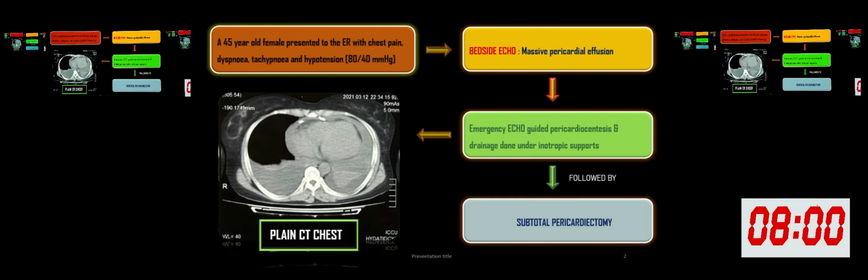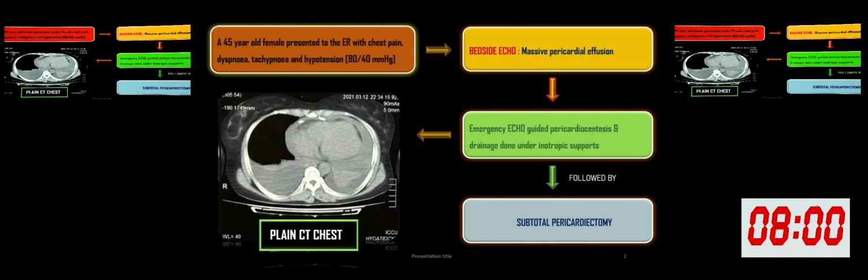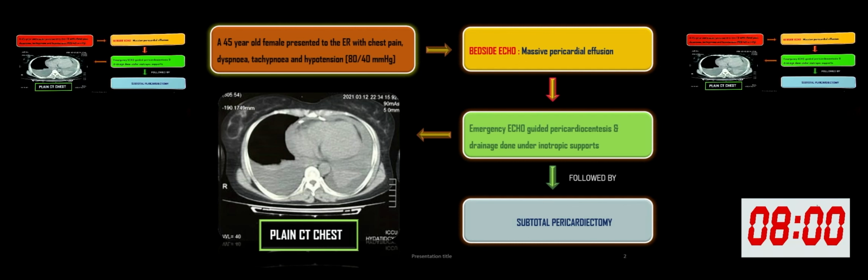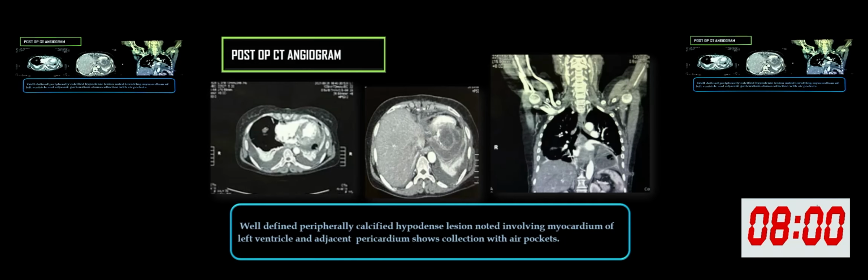This patient was a 45-year-old female who initially presented to the ER with chest pain, dyspnea, tachycardia, and hypotension. There was a massive pericardial effusion, and an emergency echo-guided pericardiocentesis and drainage with inotropic support was done. This was followed by a subtotal pericardiectomy. It was found to be a hydatid cyst, and you can see a pericardial cystic lesion there with bilateral pleural effusion. This was done about 2 years back, in 2021.